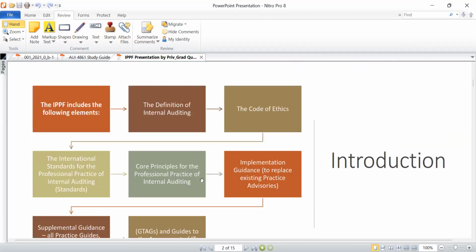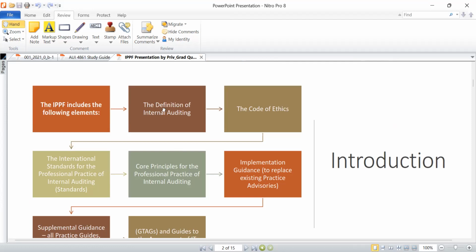Now, I just want to quickly show you how we're going to be navigating in this note. It's a very short slide, about 15 pages long, but it's very detailed and it summarizes the IPPF framework in detail. When you're looking at the IPPF framework, there are what we call elements to it, and the elements can be broken down as follows.